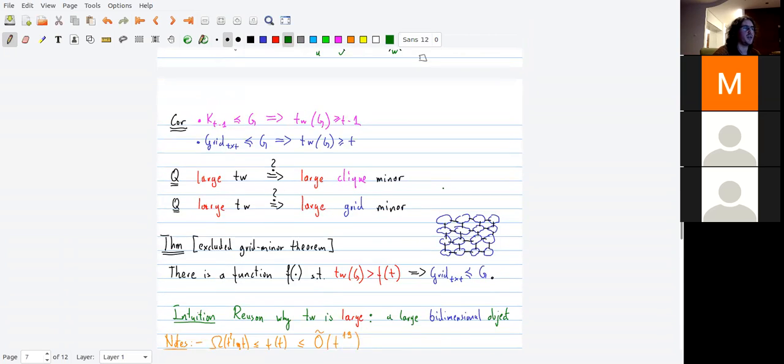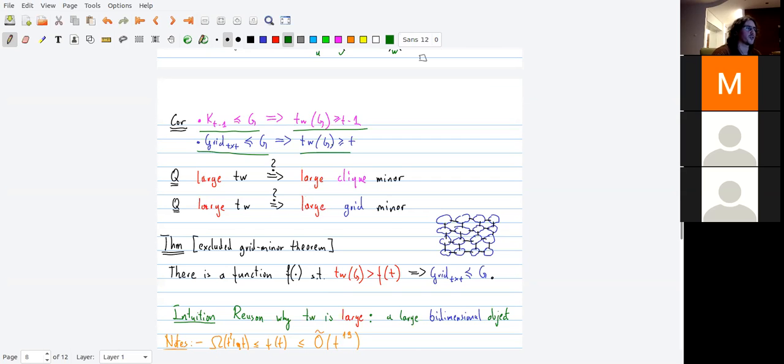Good. So this means that if I find a large clique as a minor, then my treewidth must be large. And if I find a large grid as a minor, then my treewidth must be large. So both a clique minor and a grid minor are witnesses, certificates that the treewidth of a graph is large. However, are there sufficient certificates? In the sense that if I have a graph of large treewidth, does it necessarily contain a large clique minor? Or does it necessarily contain a large grid minor?